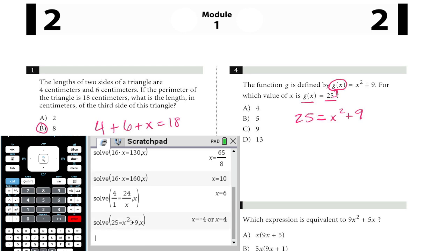And we get 4 or negative 4, and only 4 shows up. Okay.